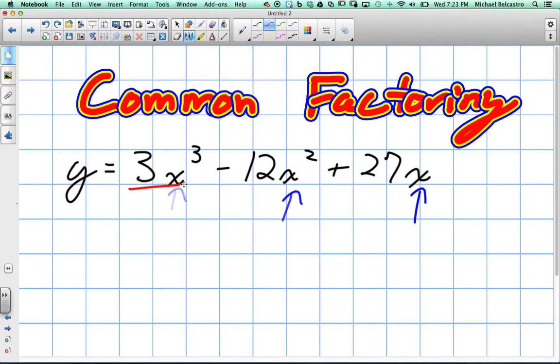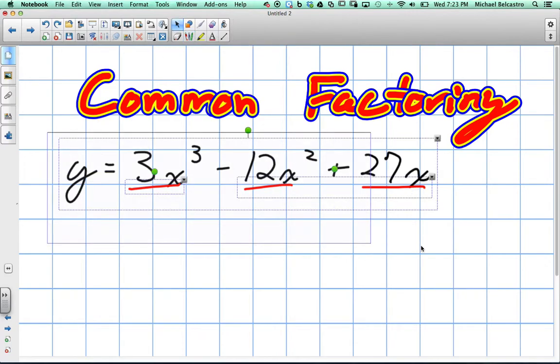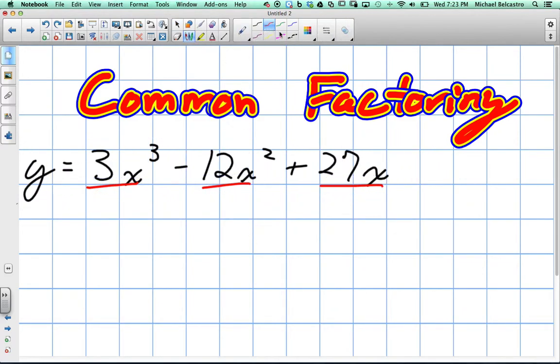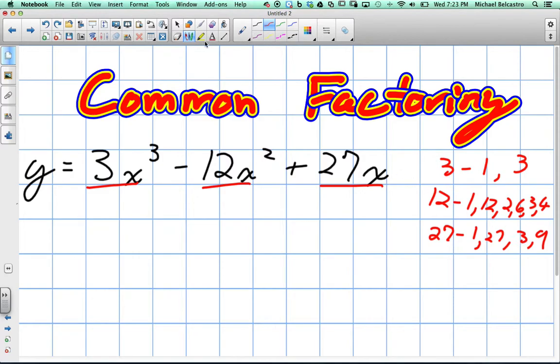Now, I might be able to look at all three of these and say this is the common factor, but maybe I can't. So a way to set this up, if it's not 100% clear to you, is to write the factors of each of these terms. The factors of 3 are 1 and 3. Factors of 12 are 1, 12, 2, 6, 3, 4. And the factors of 27 are 1, 27, and 3, and 9. That's it.